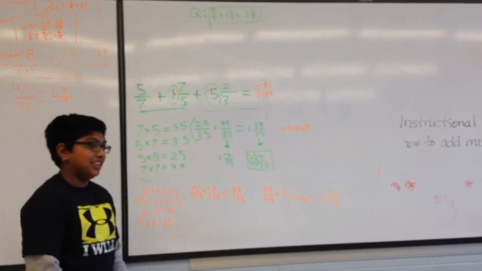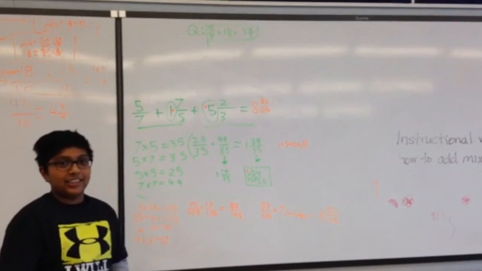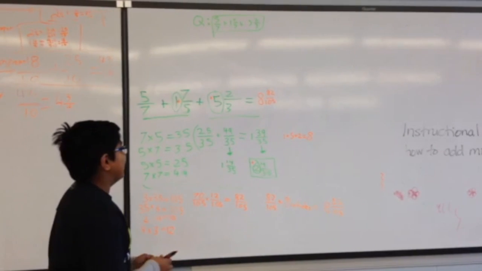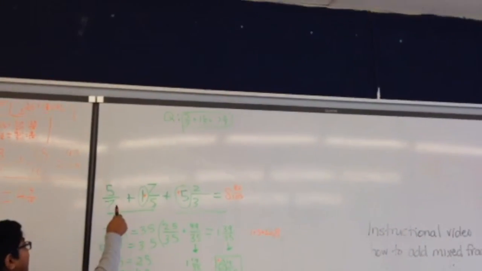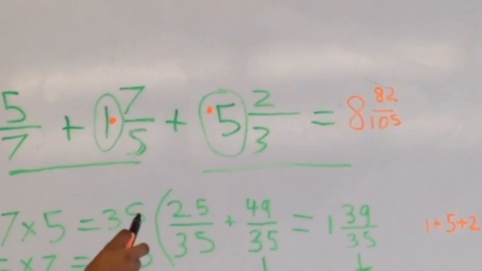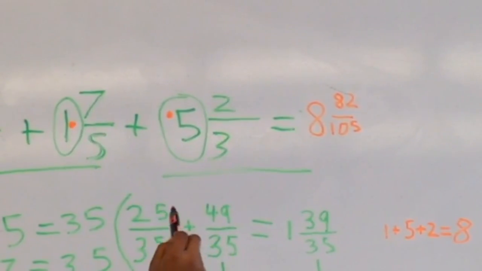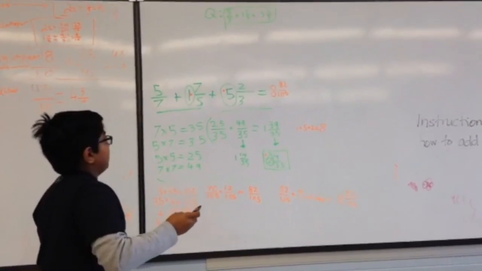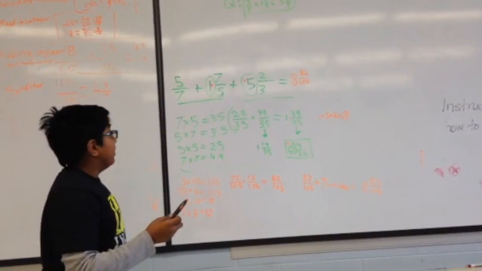Teaching you how to add mixed fractions. So today we have 5 over 7 plus 1 whole, 7 over 5 plus 5 wholes, 2 over 3. So to solve this, we need to find a common denominator.